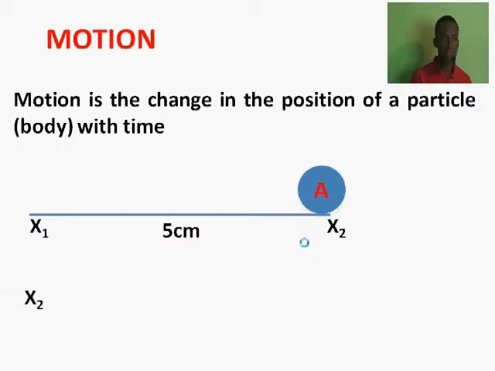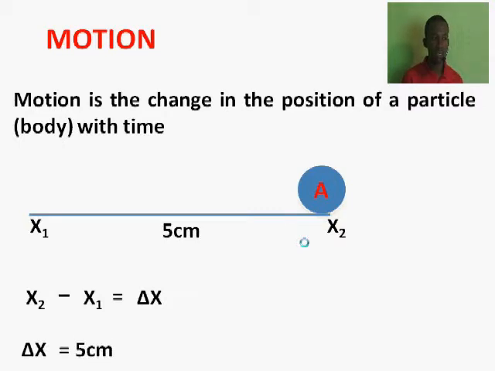How was this gotten? It was gotten from x2 minus x1, which ordinarily in mathematics we have as delta x. That delta x stands for change in the distance x. Therefore, we have that delta x equals 5 centimeters.